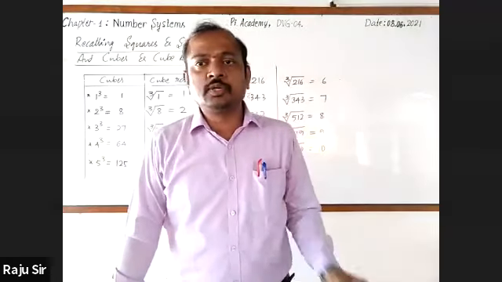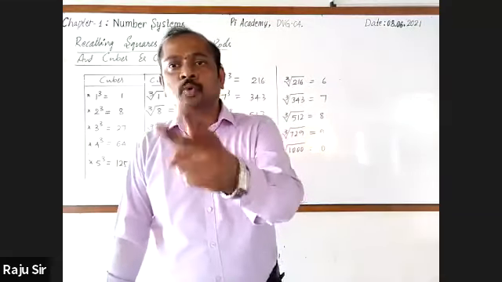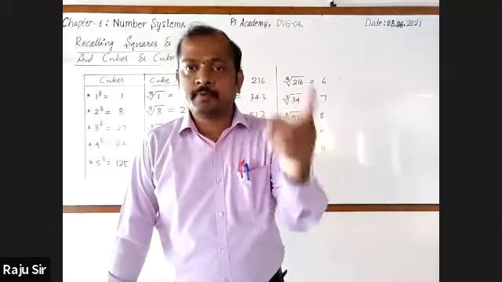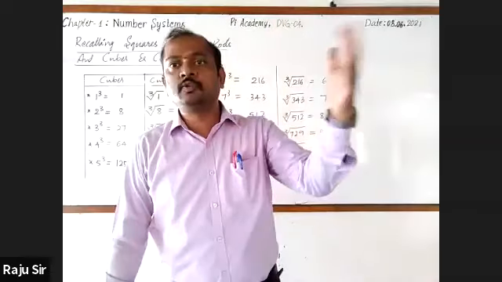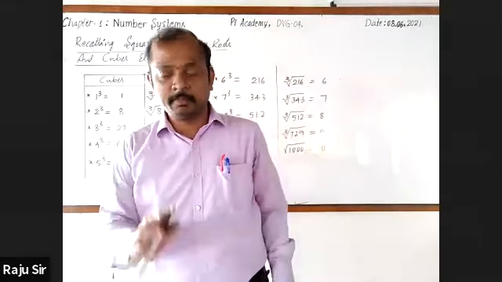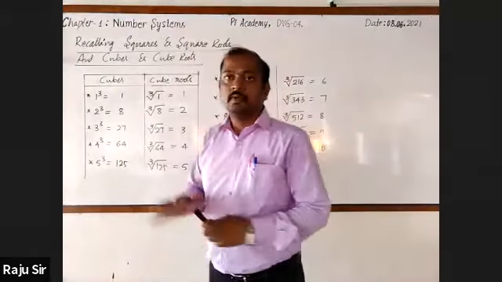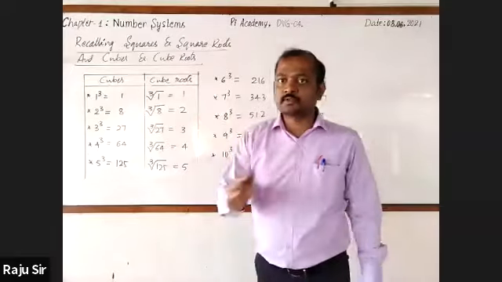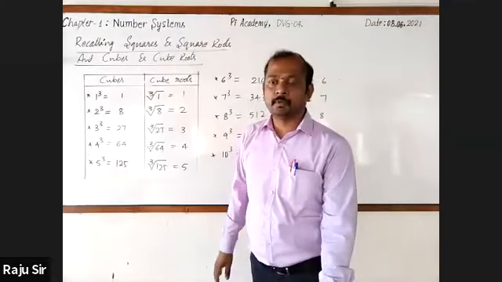And could you tell which is the 2-digit number which is a perfect square and a perfect cube? 64. See, 64. 8 squared is 64, and 4 cubed is 64. Remember this one. Now, based on this, let's go for solving some important problems.